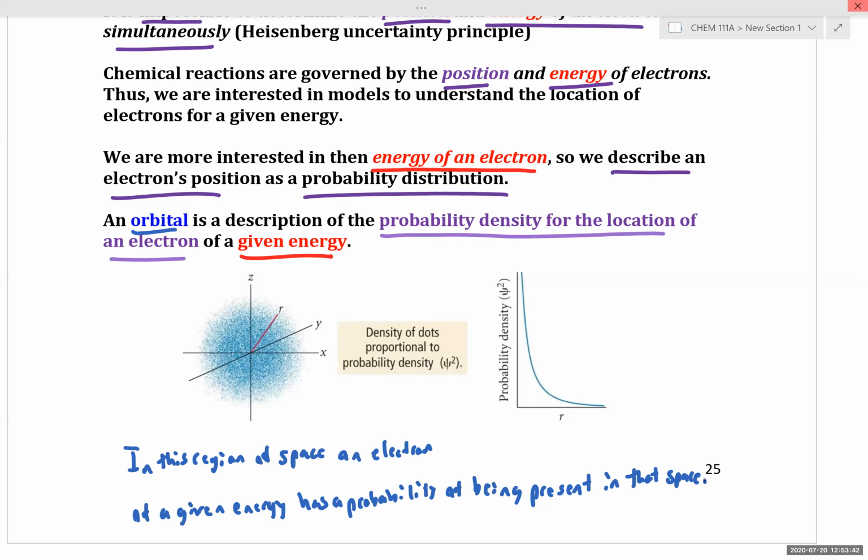Does this idea make sense to everyone? We've given up some certainty in the position of an electron so that we can more accurately model and describe the energy of an electron. Can I get some responses in the chat just to make sure everyone's comfortable with this idea? Does this make sense so far, what we're doing in this quantum model?